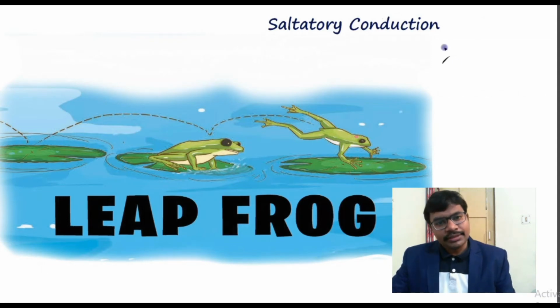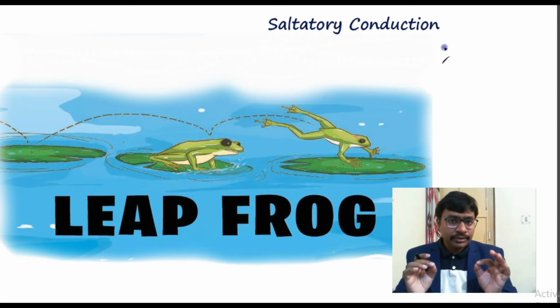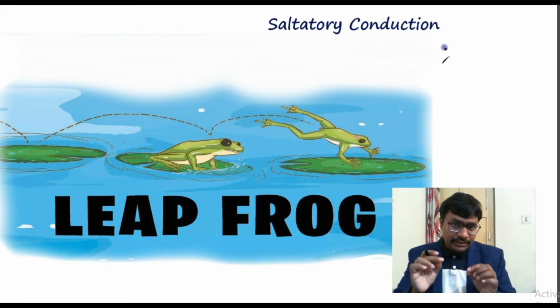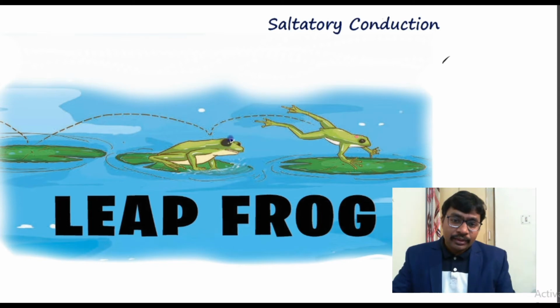Hi everyone, in this lecture I would like to discuss the saltatory conduction of the neuronal fibers. Saltatory conduction means the conduction of electrical impulses across the axon of the neuron by a very special propagation method called leapfrog. It's simple. You can make out here how the frog is jumping from one place to another place.